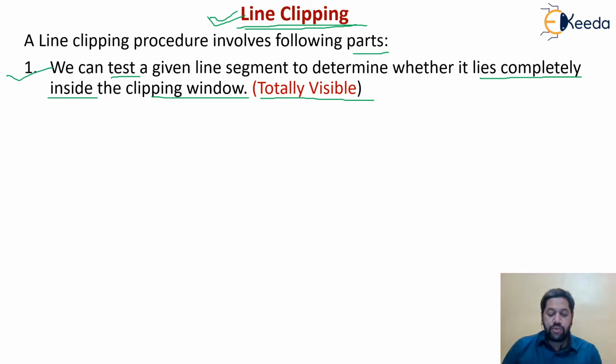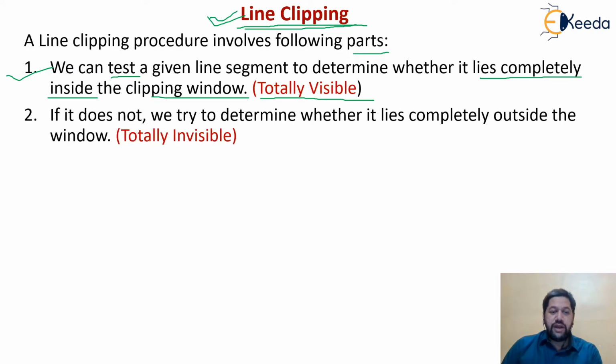Okay, the second test: suppose the line is not totally visible, what do I need to do? I will go for the second test. If it does not satisfy test number one, then I try to determine whether it lies completely outside. In case number one, I check whether it is completely inside. If not, I check whether the line is completely outside the window. Generally, I call it totally invisible.